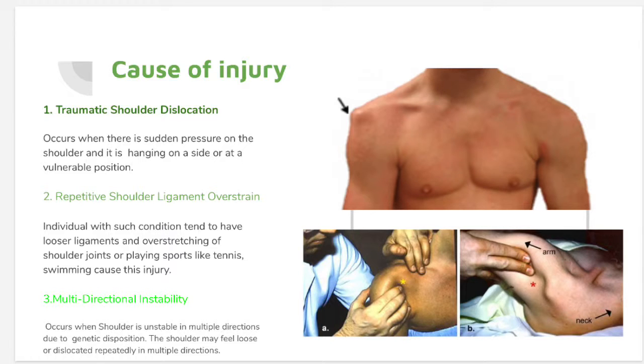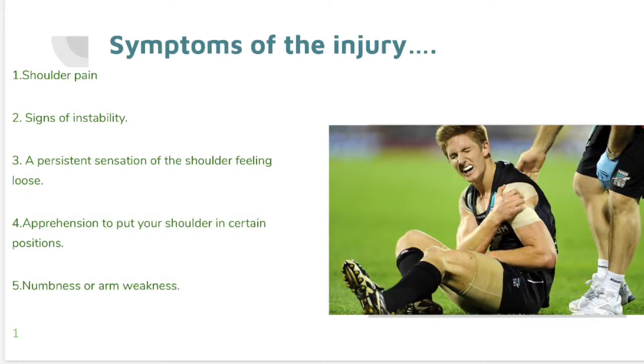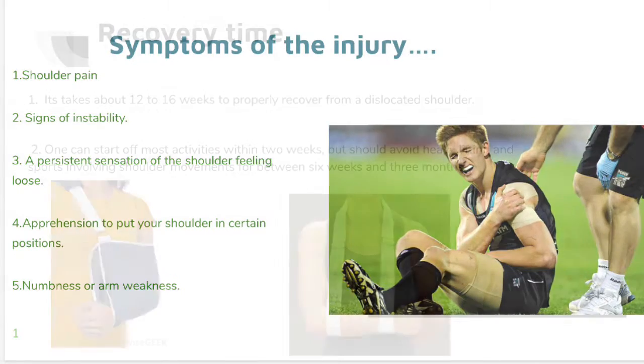Now, the symptoms of the injury. Number 1, shoulder pain. As you can see in the picture, the player is holding his shoulder out of pain. Number 2 is a sign of instability. Number 3, a persistent sensation of the shoulder feeling loose. Number 4, apprehension to put your shoulder in certain positions. Number 5, numbness or arm weakness.